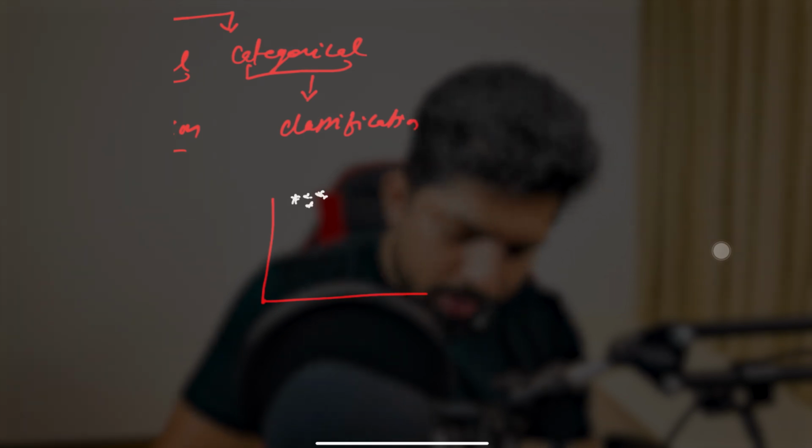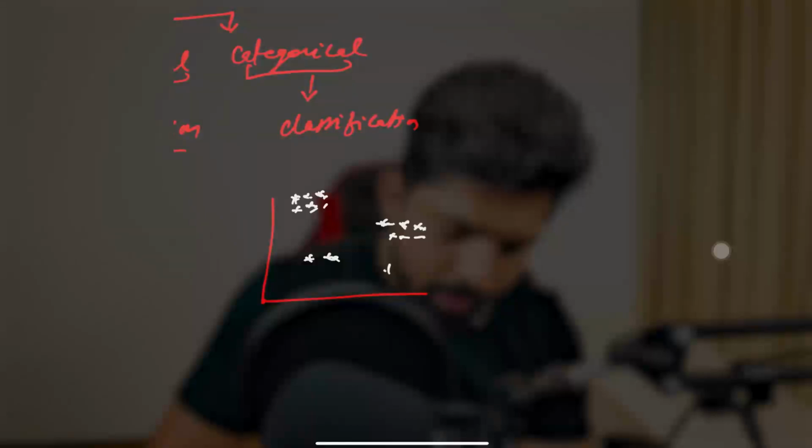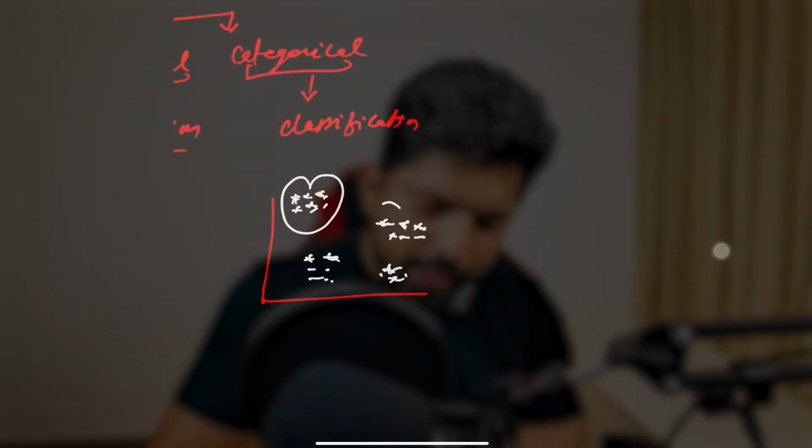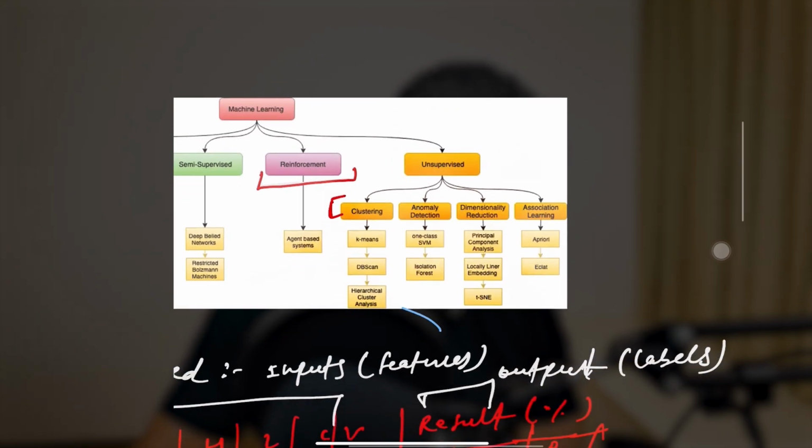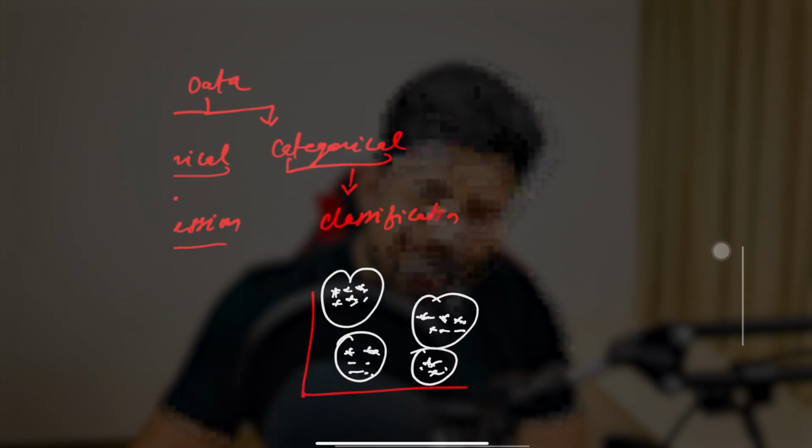Let's say one cluster is this, another is here, another is here, and another is here, right? So now we have these clusters, and by using algorithms like k-means, DBSCAN, or hierarchical cluster analysis, we can segregate the data, and then based on these, we can make the predictions. It becomes really helpful and easy sometimes.